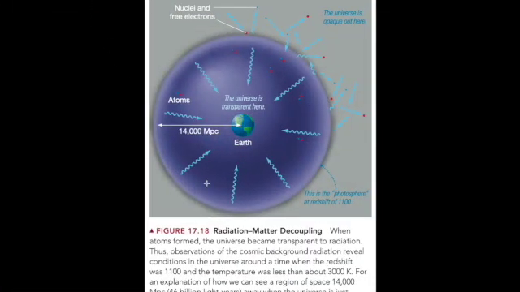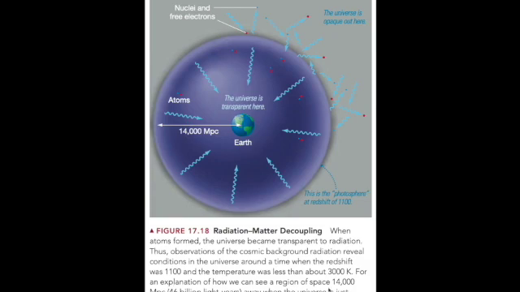So here you can see the radiation-matter decoupling. When atoms form, the universe becomes transparent to radiation. Thus, observation of the cosmic background radiation reveals conditions in the universe around a time when the redshift was 1100 and the temperature was less than 3000 Kelvin. For an explanation of how we can see a region of space 14,000 megaparsecs, 46 billion light years away, when the universe is just 14 billion years old.